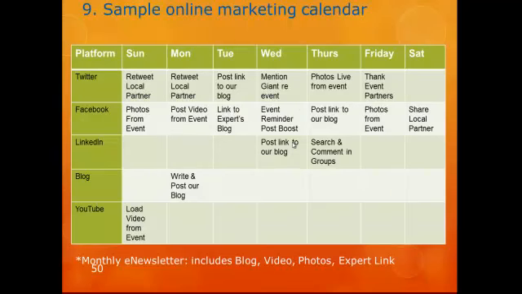So here's an example that you might have on Twitter, Facebook, LinkedIn, blogging, and YouTube. And you're seeing that Twitter's happening every day, Facebook's happening every day, LinkedIn's happening twice a week, blogs once a week you're creating a blog. Then on Monday you're creating that blog, you're using that link to go out on Twitter on Tuesday, and you're putting it on LinkedIn on Wednesday. So you're seeing how this kind of happens.